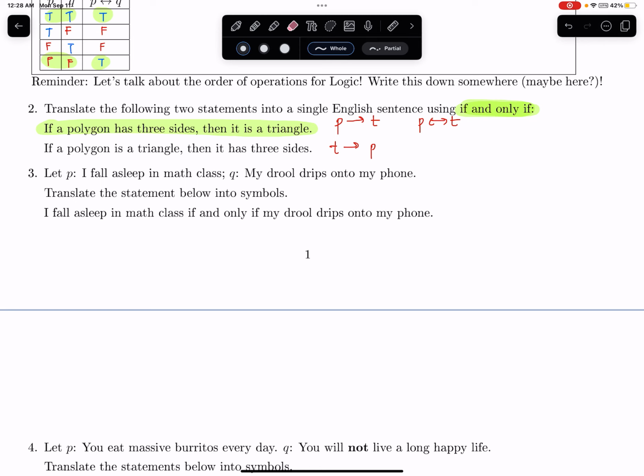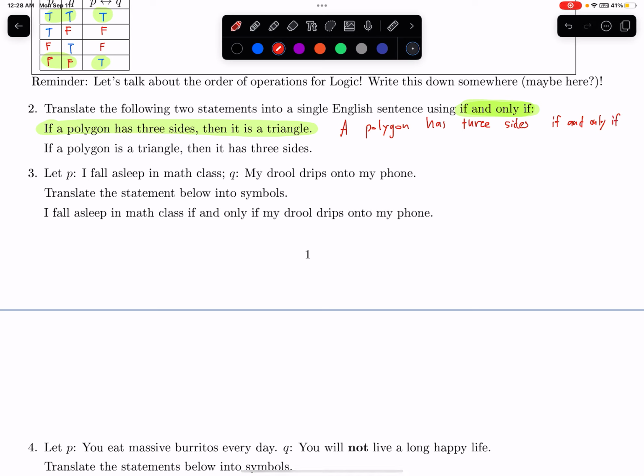But we're going to do all of that in English. So in English, super easy. Just going to make one big sentence: a polygon has 3 sides if and only if it is a triangle. If and only if goes right in the middle of those two. Simple as that.